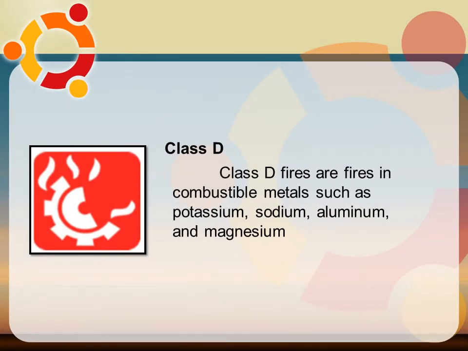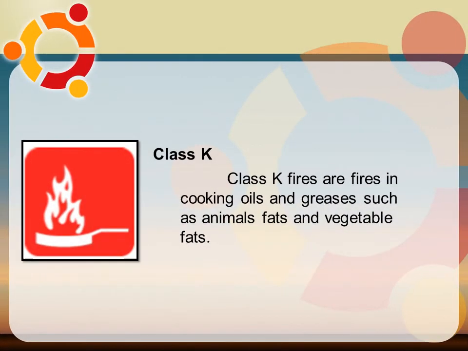Next, Class D fires are fires in combustible metals such as potassium, sodium, aluminum, and magnesium. Class K fires are fires in cooking oils and greases such as animal fats and vegetable fats.